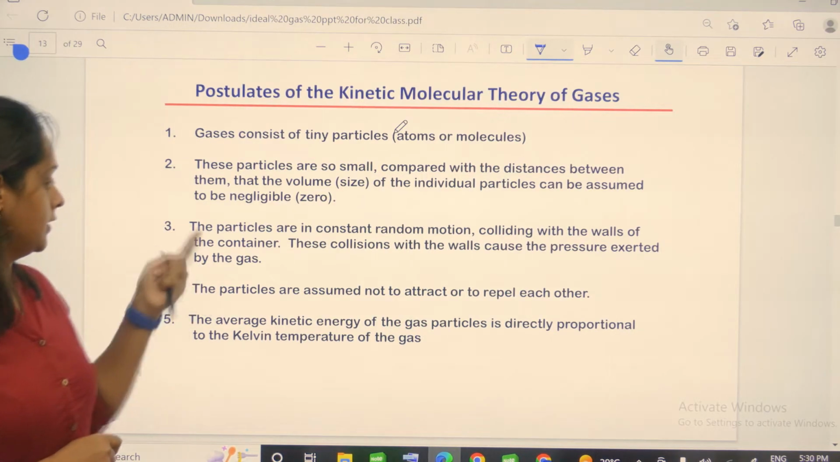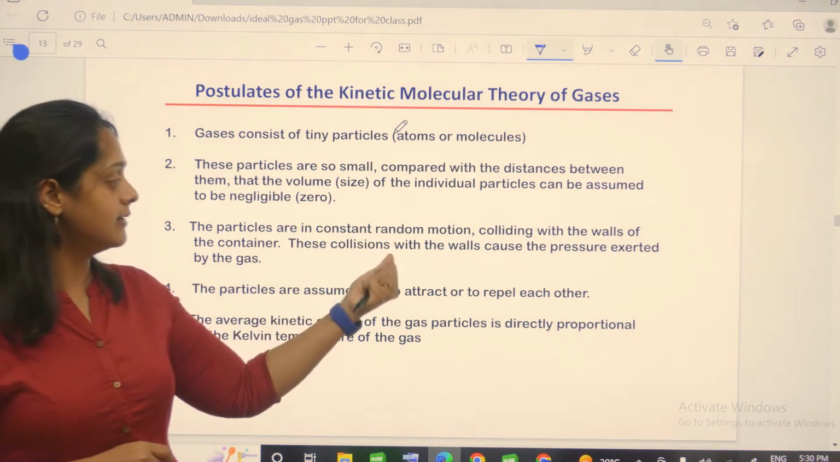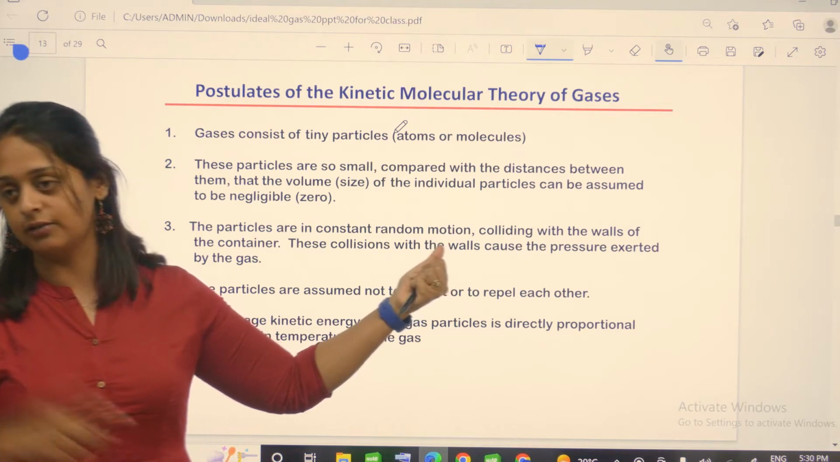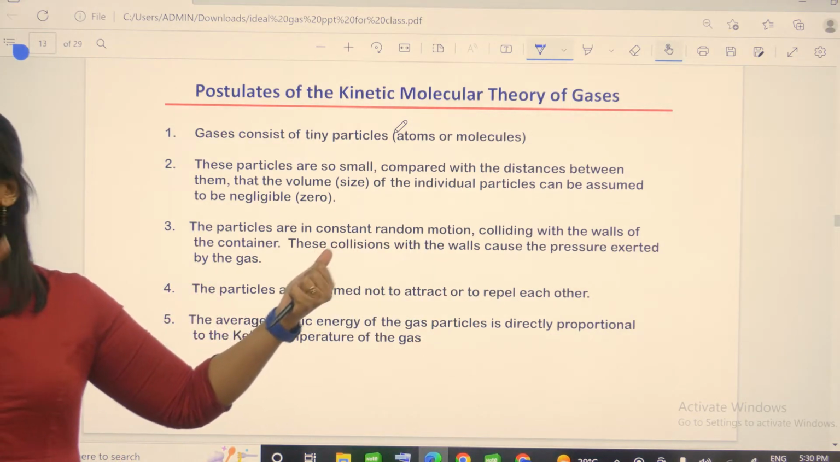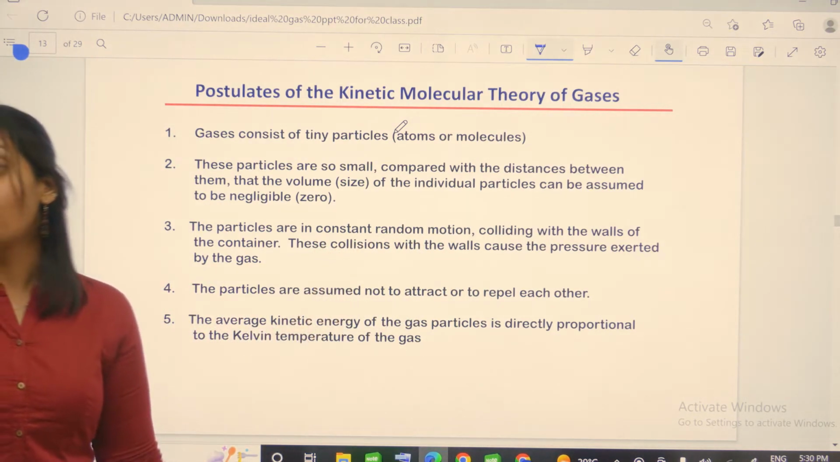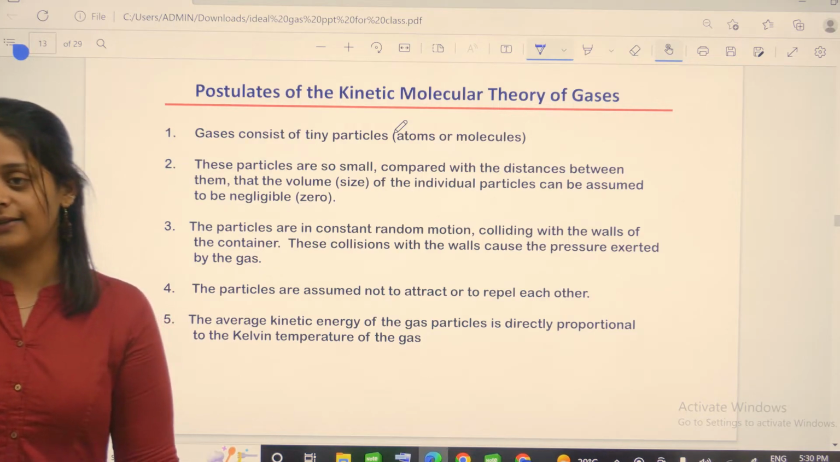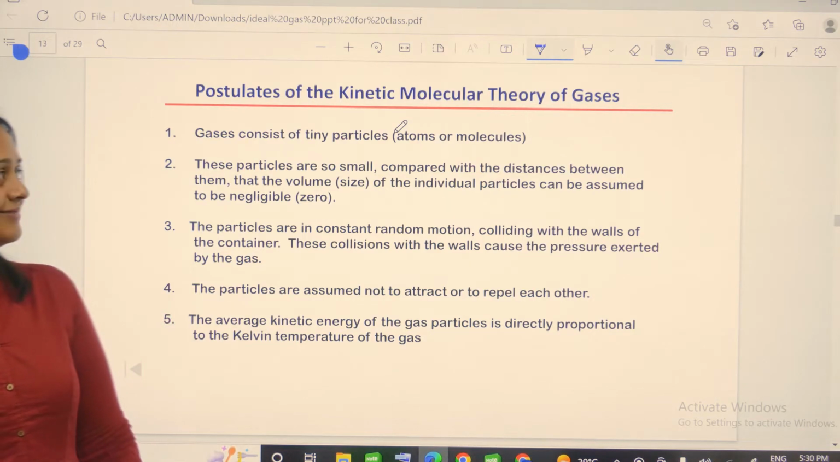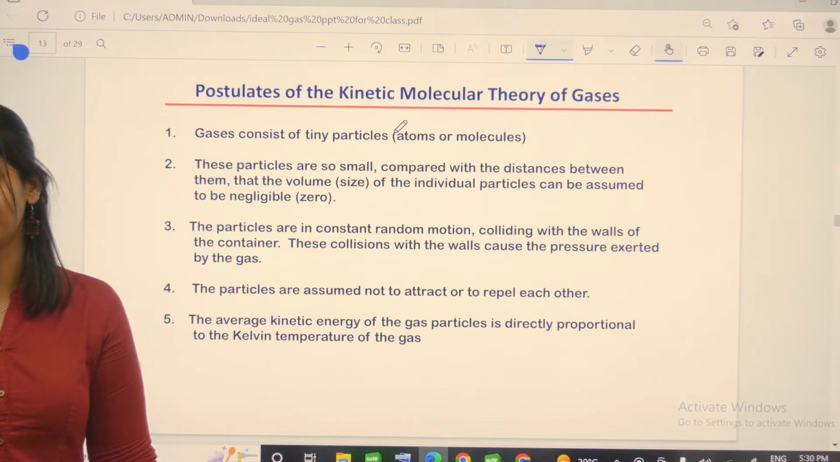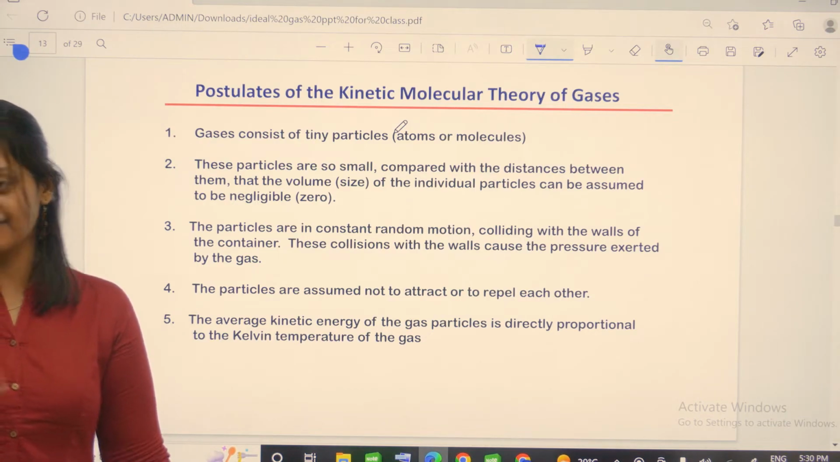Clear? Third postulate: the particles are in constant random motion. We discussed it just now. They are always in motion and all those motions are in straight lines. Who gave these postulates? Kinetic theory, Maxwell and Boltzmann.